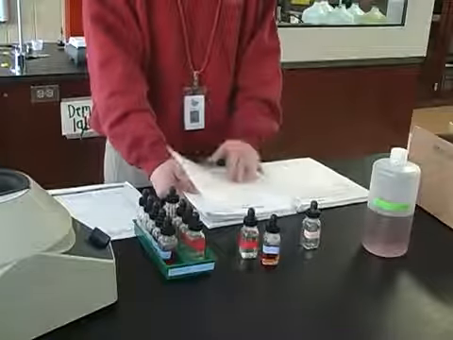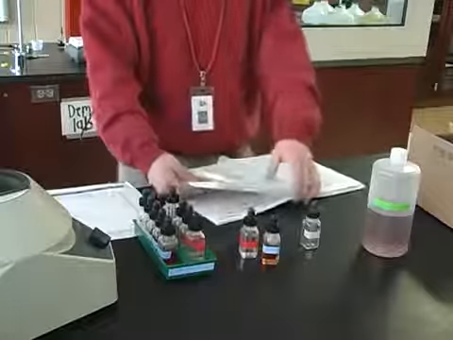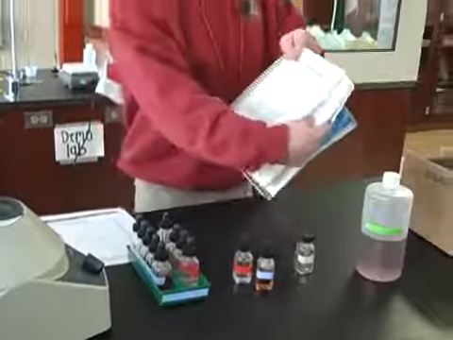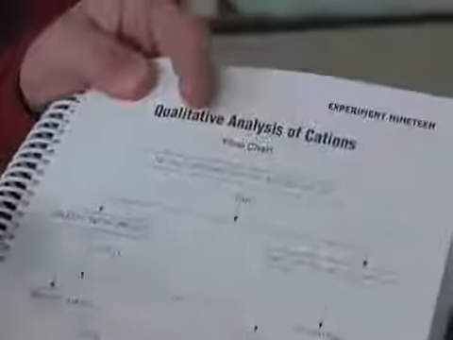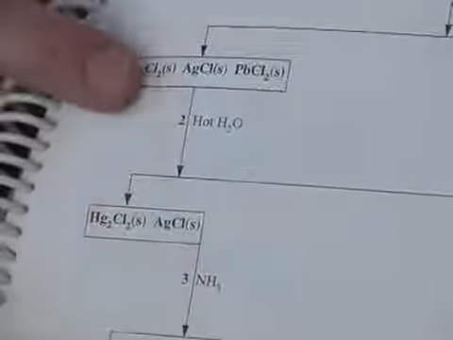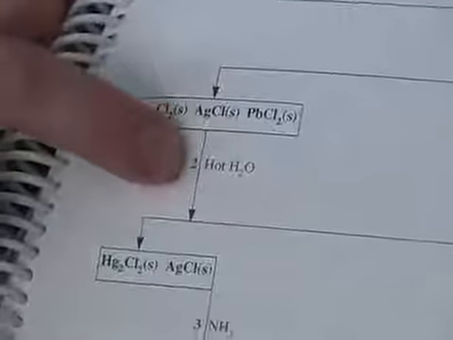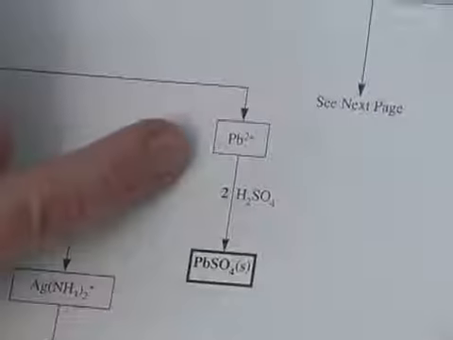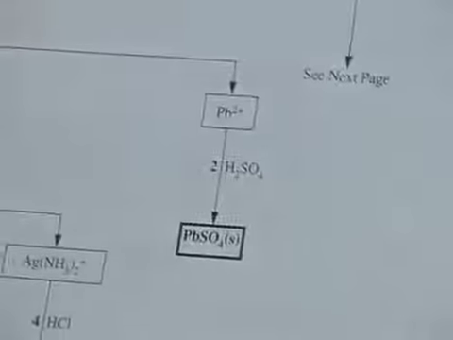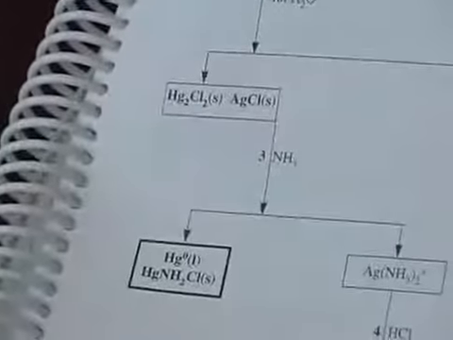Well, to find this, turn to your flow chart at the very beginning and find where silver, mercury, and lead are. Once you find silver, mercury, and lead, look down here, and where does it say something will dissolve in hot water? Well, the next step says hot H2O. Look what forms an ion. Look, lead chloride dissolves in hot water, whereas silver chloride and mercury chloride, they stay as solids.